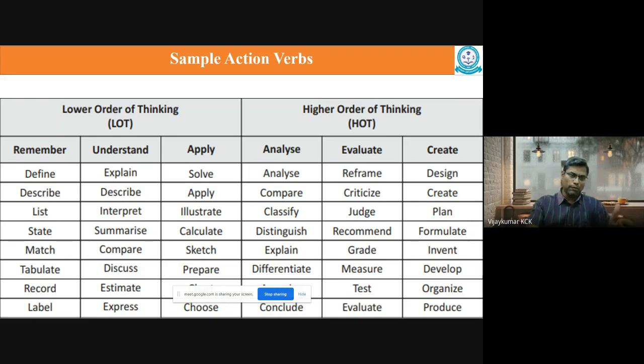So remember means define, describe, list, state, match, tabulate, record, label, all that. Understand means explain and all that. Just now I have given a caution. We should not think that one word is always referring to one particular level. It depends on how you are using the word, where you are using the word, and how you are making the question.